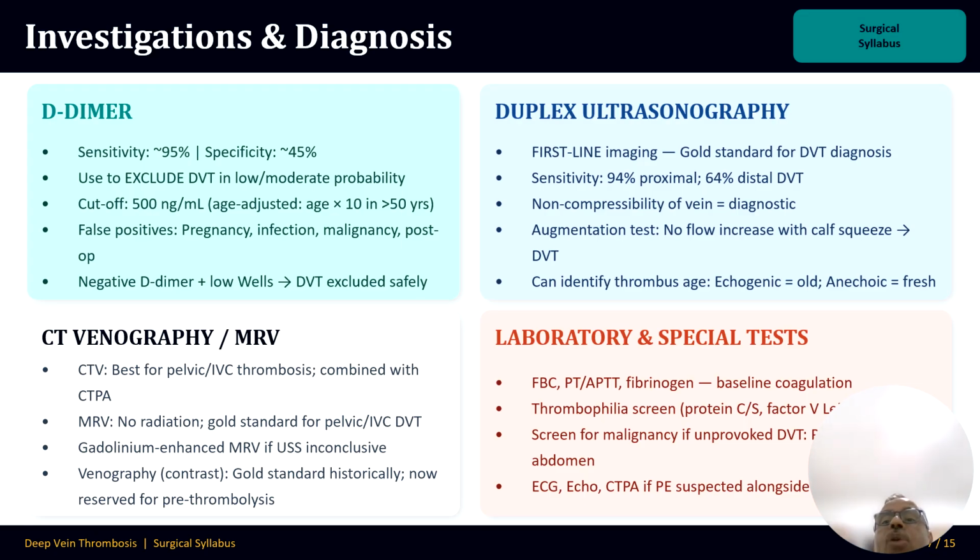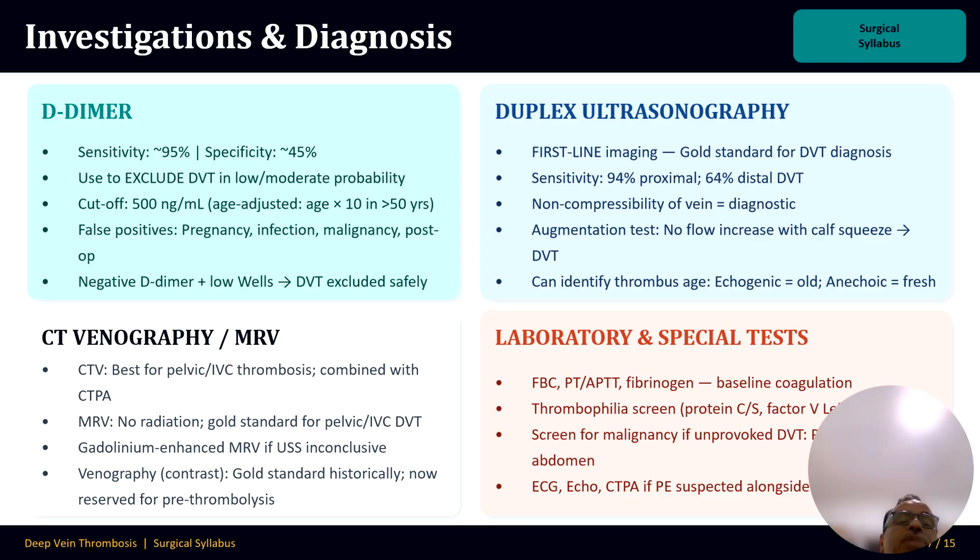If it is anechoic on ultrasound, then possibly it's a fresh thrombus. If it is echogenic, then it is possibly an old thrombus. So that is the most important thing for Doppler ultrasound, which should be the first line of imaging.